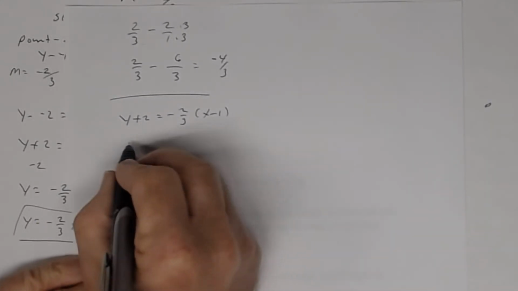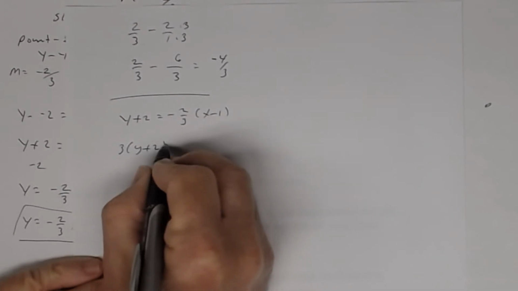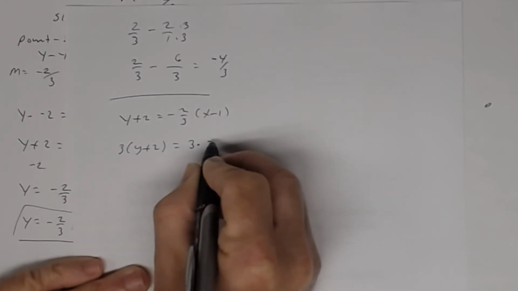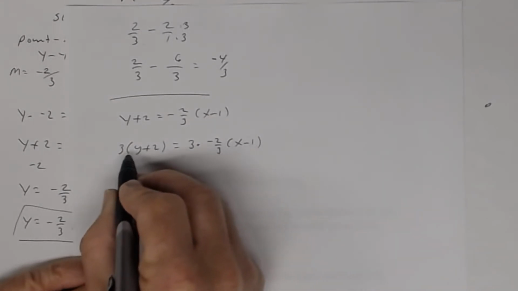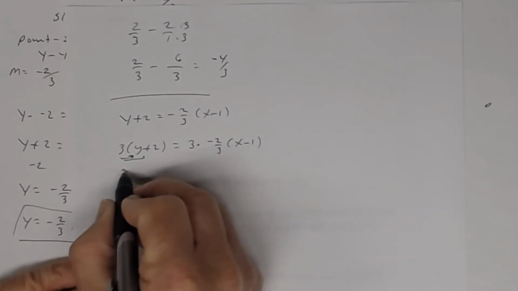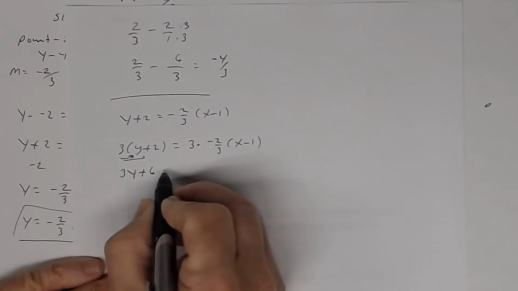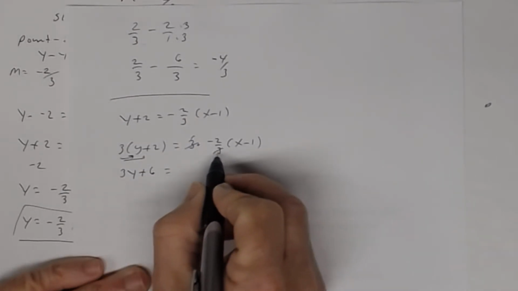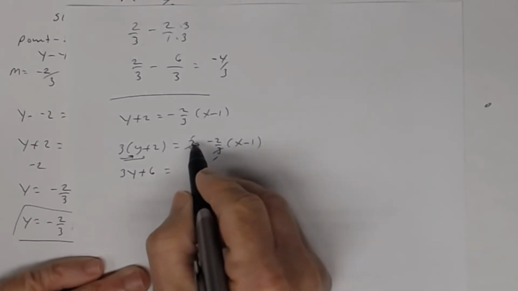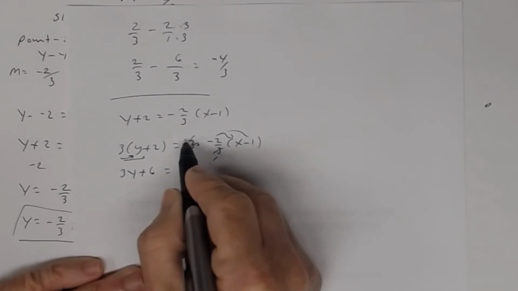So if you do that, you would get 3 times y plus 2 equals 3 times negative 2 thirds times x minus 1. And then you would distribute here. You would get 3y plus 6 equals, these 3's divide out. That's the whole purpose of multiplying by the LCD, to clear this denominator, make that a factor of 1. And then you would distribute the negative 2, because that's a 1 right here.